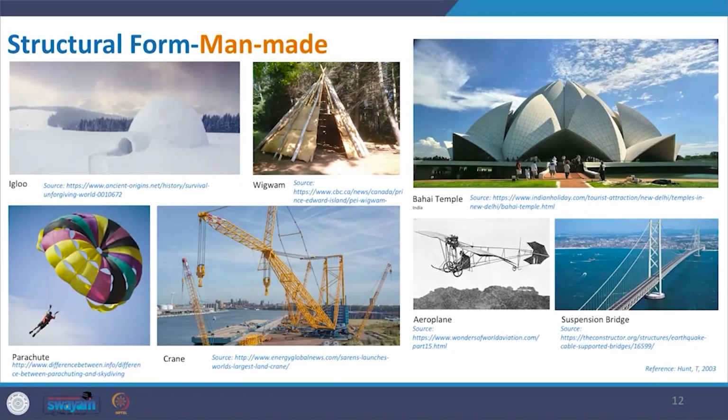Now, these are some of the man-made structural forms, where the igloo is another structure, made to get comfort from the outside, to save ourselves inside and get comfort from other externalities outside. So, the wigwam is another very simple structure that also helps to get protected from the external elements.